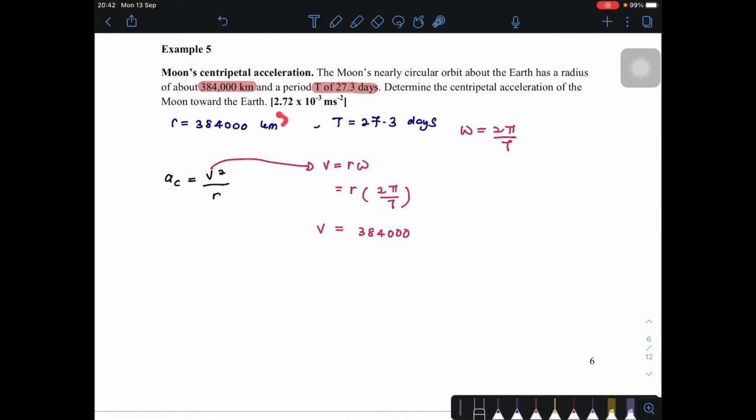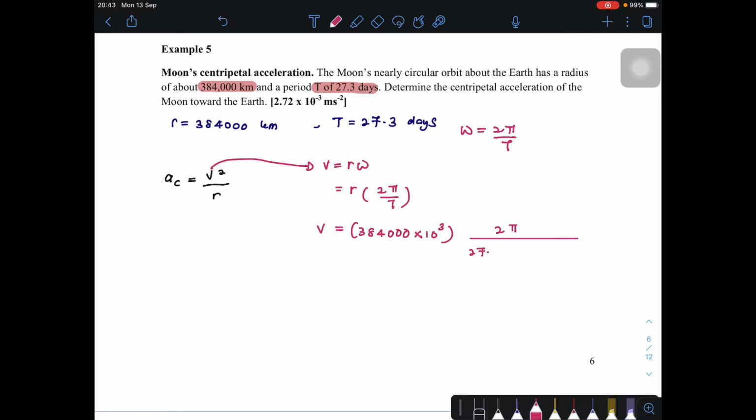So just put in 384,000. This one is in kilometer, so don't forget to convert to meter. When we convert, we put exponent 3, because kilo is exponent 3. And then times 2 pi divided by T. T here is given in days, so you must convert to seconds, because we want velocity in SI unit, which is meter per second.